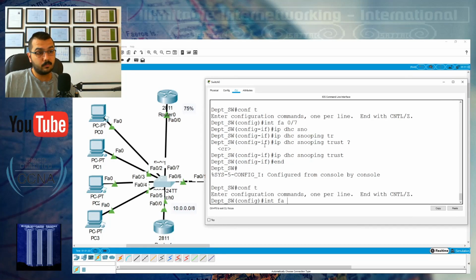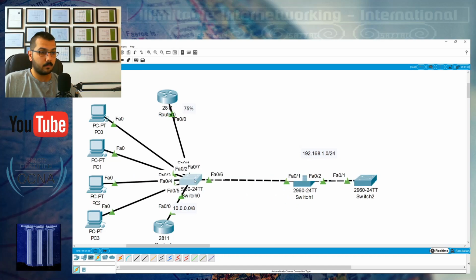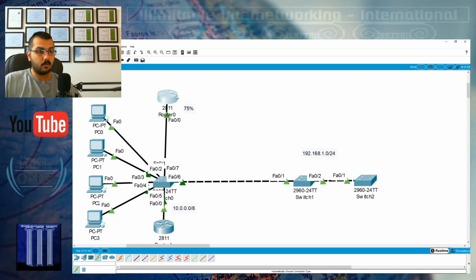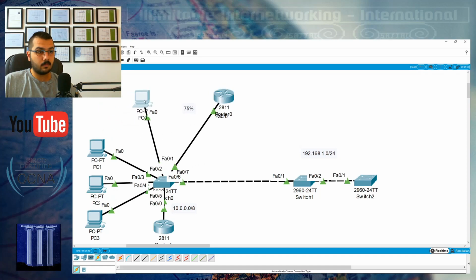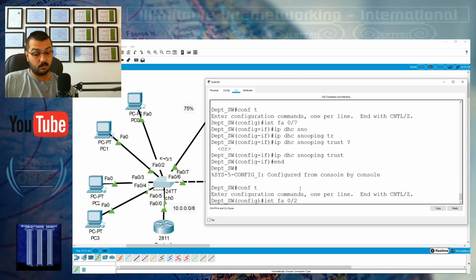Interface FastEthernet 0/2. Just one minute. All those labels. This is 0/7. This is 0/1. This is 0/2. This is 3 and 4. Okay, don't laugh, but I will do something that I'm not convinced at all.